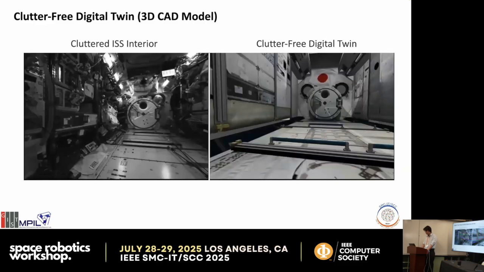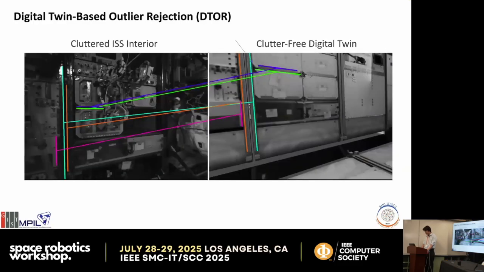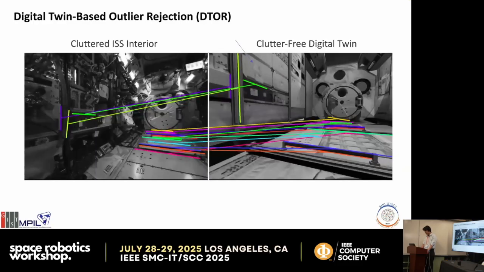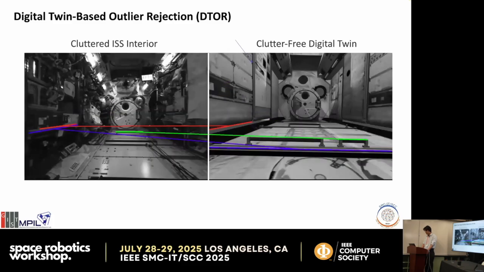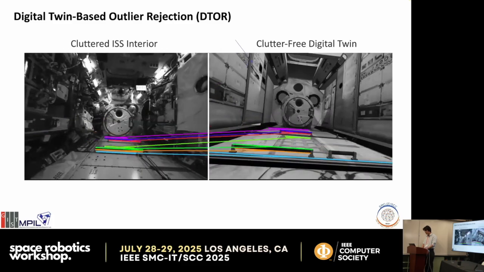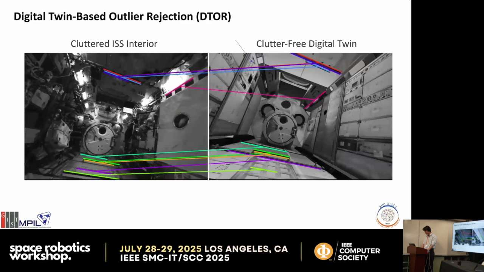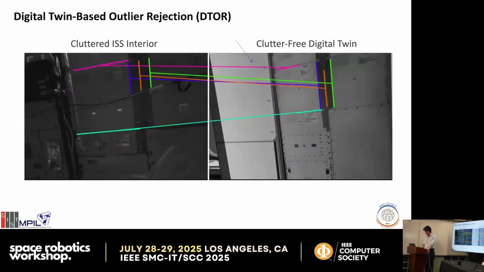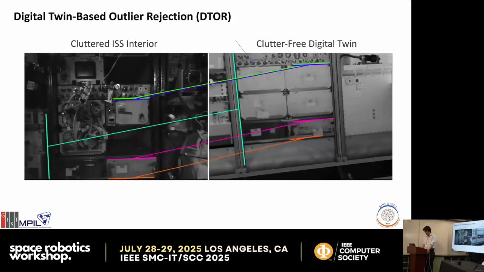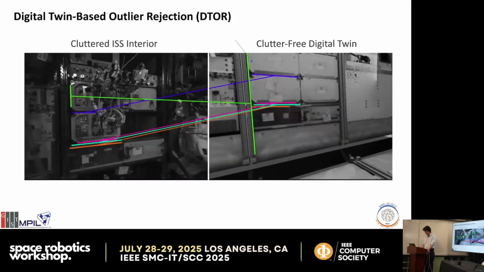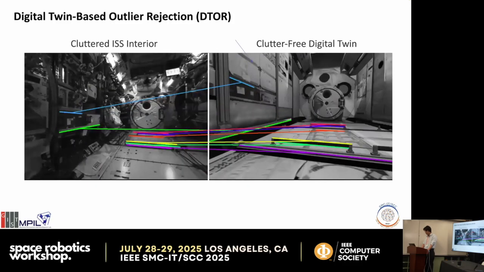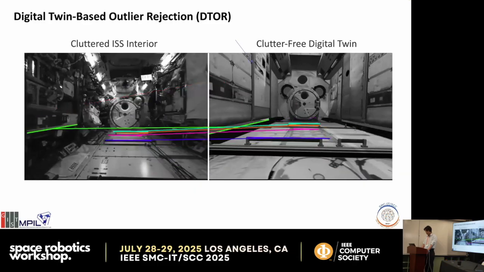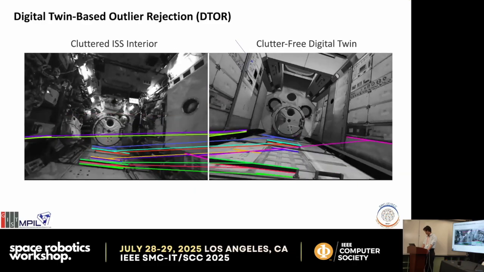We identify meaningful structural lines and effectively discard clutter-induced outliers by matching the line features detected in the real ISS image and those rendered from the digital twin. We name our method DTOR, digital twin-based outlier rejection. Our method robustly extracts reliable structures in cluttered environments.